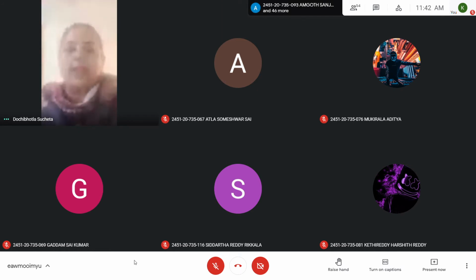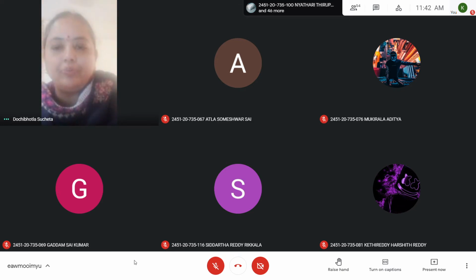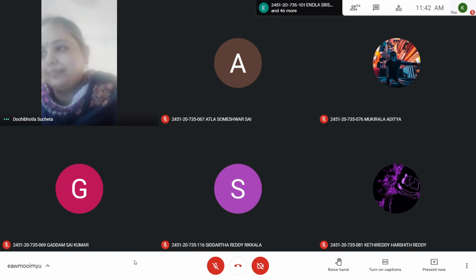Next, cathode. The electrode at which reduction takes place. Reduction is equal to gain of electrons.